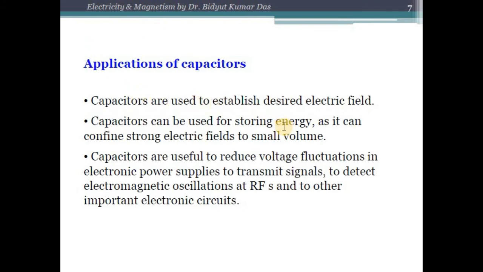Capacitors are basically used in different devices for different purposes. For example, capacitors are used to establish a desired electric field. Capacitors can be used for storing energy, as we discussed in our previous slides, and they can confine strong electric fields to small volumes. Capacitors are useful to reduce voltage fluctuations in electronic power supplies, to transmit signals, to detect electromagnetic oscillations at radio frequencies, and in other important electronic circuits. In most electronic circuits, capacitors are basically used as a dummy battery which can store charge for future use.